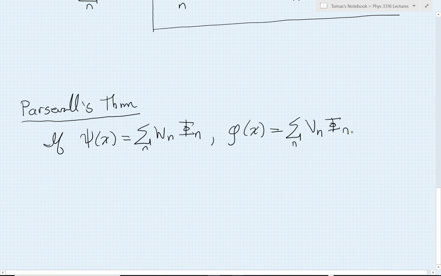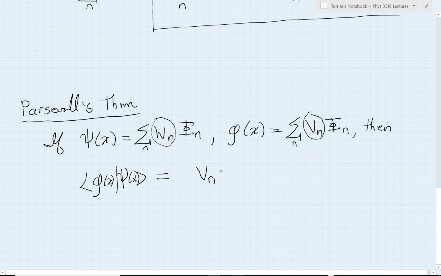Then the claim, which is something we have to prove, is that I can take this inner product of phi with psi either in the position representation, with phi of x and psi of x, or in the energy representation. The energy representation consists of just these coefficients, Wn and Vn, for these two different wave functions. What I literally mean by that Hermitian inner product is that I take the product of these two different coefficients. Phi was written first, so I will write the V first. I'll take Vn, just like any dot product, times Wn, and sum over all n.